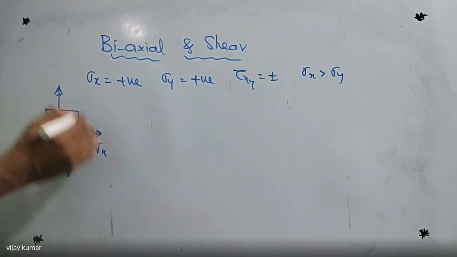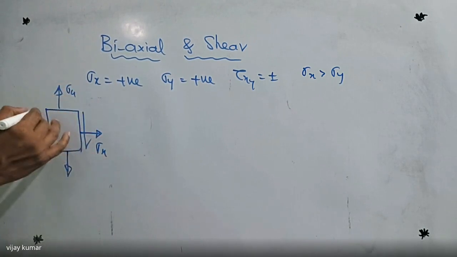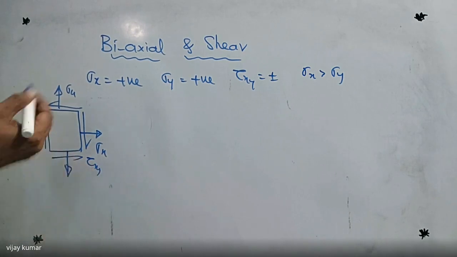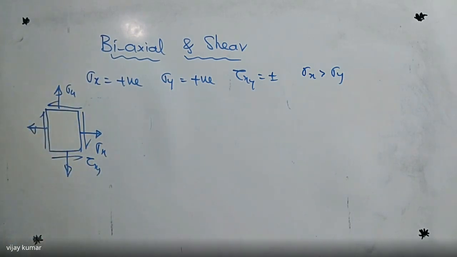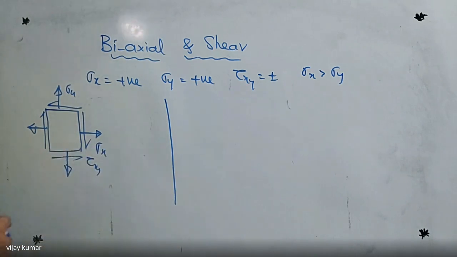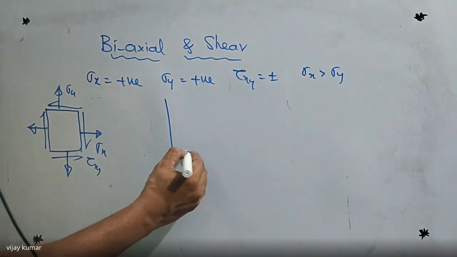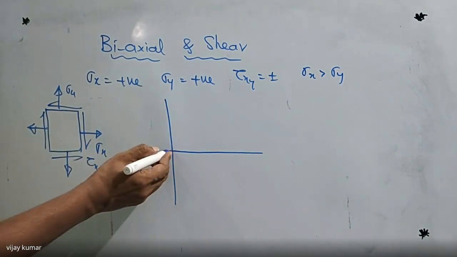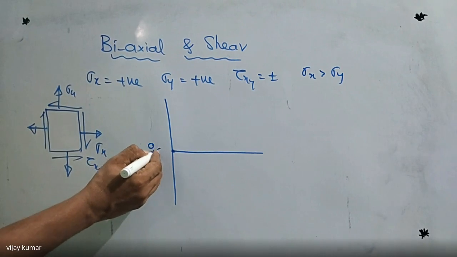This is sigma x, this is sigma y, this is shear, shear, shear, shear. This is tau xy, all are same. So here I'm going to draw the Mohr circle diagram for this case. So listen carefully here. This is the horizontal line. This is the vertical line. This is the origin, O (0, 0).